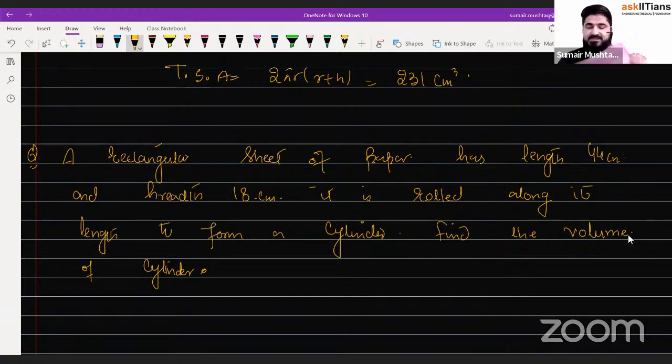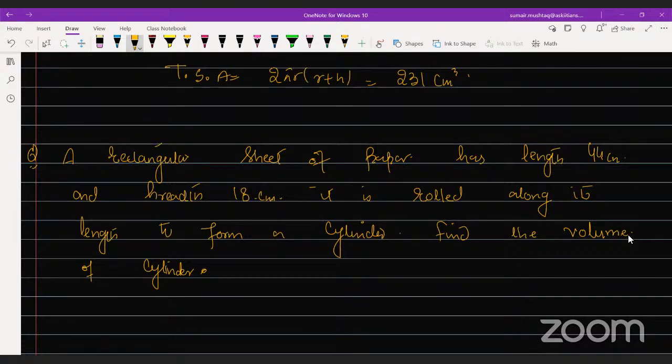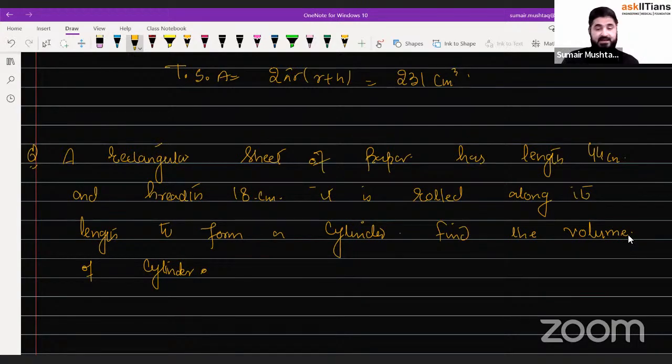So can you tell me which side is remaining constant, and which side is getting folded? Breadth is remaining constant. That means the height of the cylinder is the breadth, and this length gets rolled as the circumference. Very nice. So if the length is rolled as a circumference, you can take the length as the circumference and the breadth as the height. That's it. Got the answer.